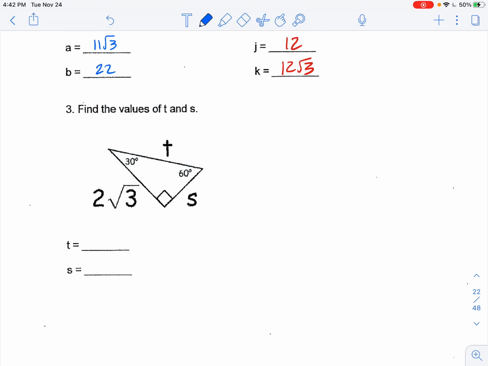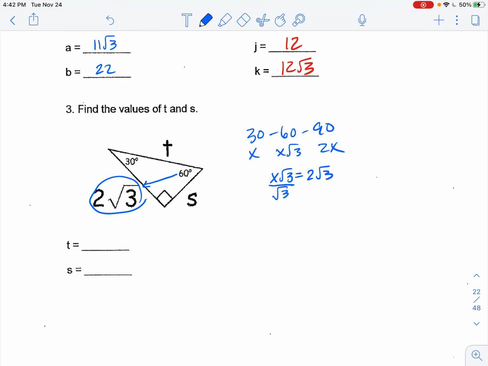Okay, more practice. Find the values of t and s. All right, so 30, 60, 90, x, x root 3, and 2x. Okay, so let's see, what do I have? I know the guy across from the 60 is 2 root 3. So x root 3 is equal to 2 root 3. If I want to get the x by itself, I would divide both sides by root 3. So x is equal to, well, 2.